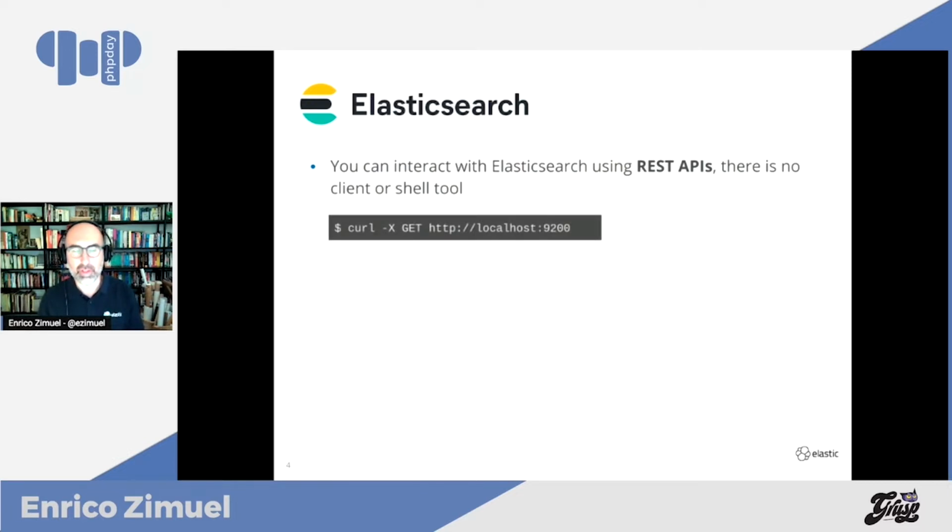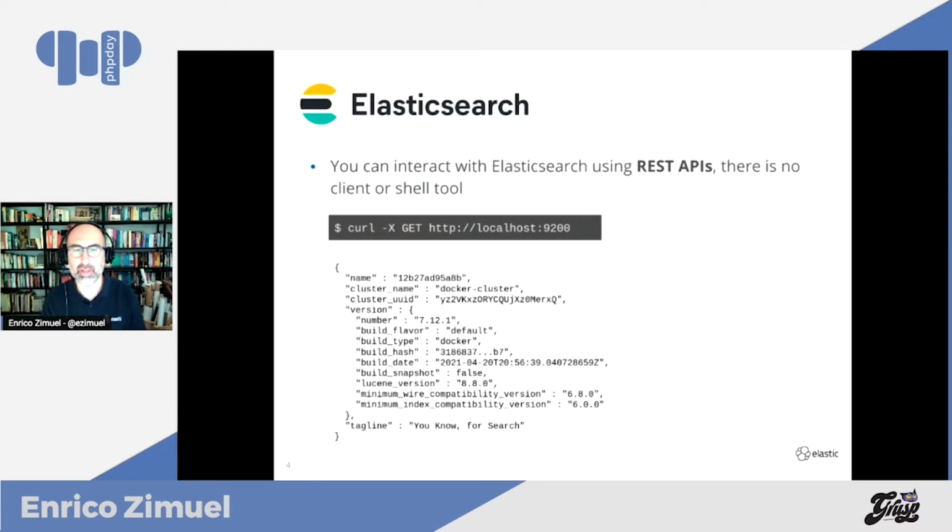So for instance, imagine that you are using cURL. It's a very popular HTTP client. So if you perform this command, just a GET on the root of Elasticsearch, where by default the port is 9200, you will get back a JSON response. In this case, as I said, this is just a GET on the root. That is an info endpoint.